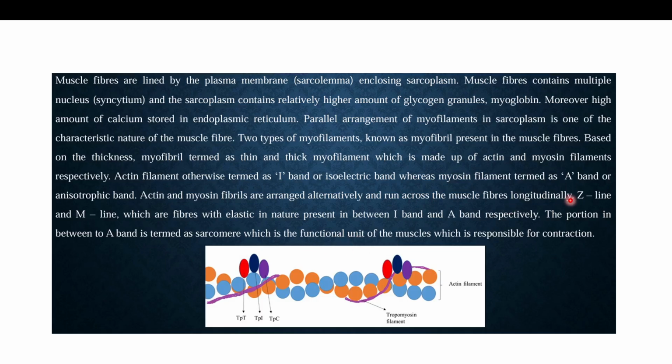And so there are certain regions, which is the contractile unit, which is present between the Z line and M line, which are elastic in nature, present in between I band and A band respectively. The portion in between two A bands is termed as sarcomere. Two A bands, as in the anisotropic bands formed by the myosin filaments, are one sarcomeric unit, okay, which is responsible for contraction. And the middle line is the Z line and M lines respectively of the I bands and A bands.